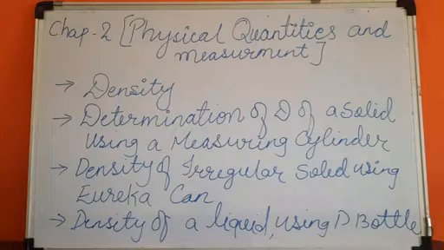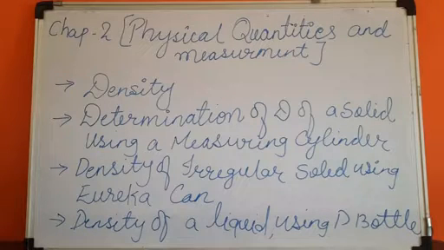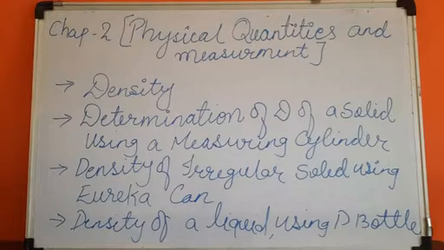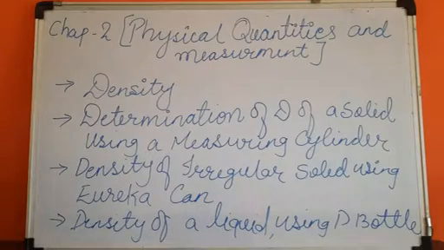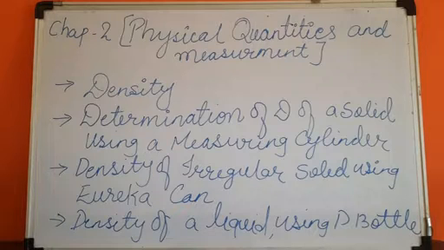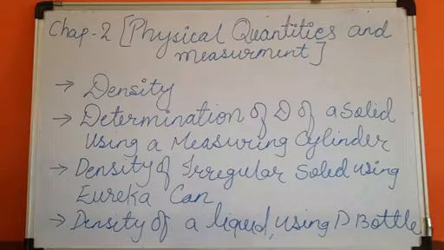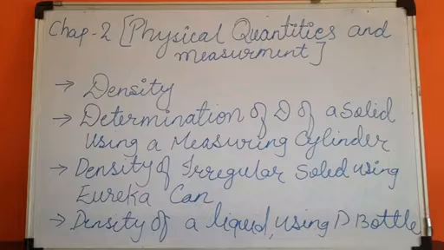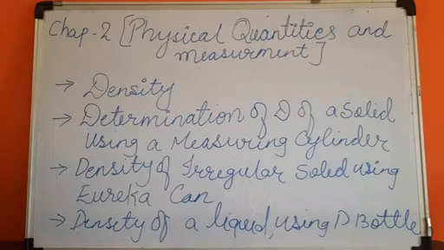So welcome, all. We are starting chapter 2, that is physical quantities and measurement. Why am I starting chapter 2? Because you have already studied all these topics in class 7th. This is just basic for you. In class 7th, chapter 1, unit 3, the chapter was measurement of density and speed. So, some common topics we will study here.